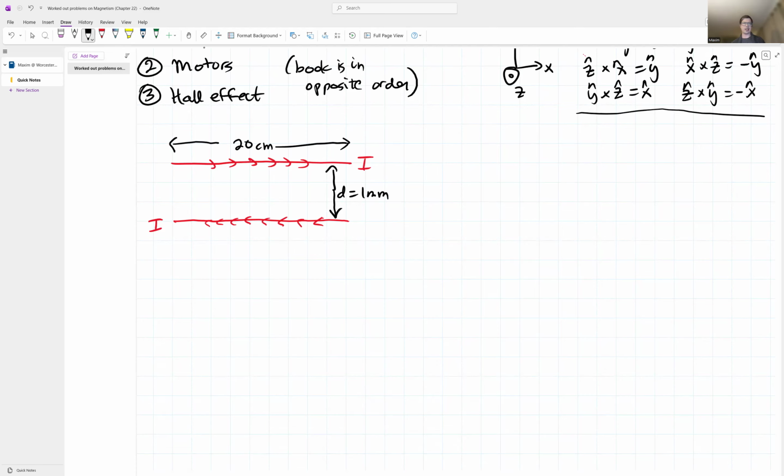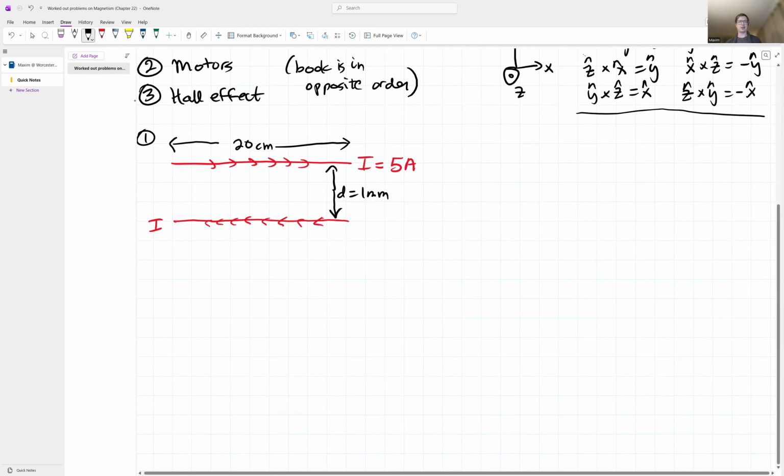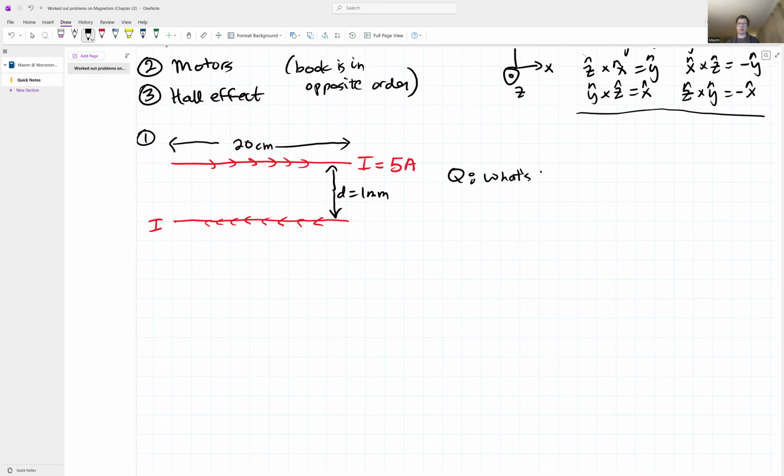And I'm also going to assign a value to the current because I want to actually calculate the value of the force. So it's going to be 5 amps. Okay, so our question for this example, again, this is example 1, is: what's the force on the top wire? Okay, so what should we do first?